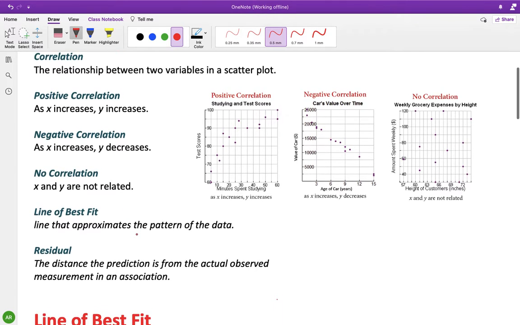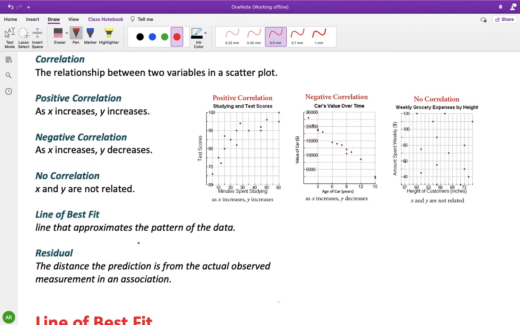Okay, line of best fit, we'll talk about that more here in a minute, is a line that approximates the pattern of the data. So for the positive correlation one, we'd expect a line that's going up, right? For the negative correlation, we'd expect a line that has a negative slope. And for no correlation, there really isn't a logical place to place the line.